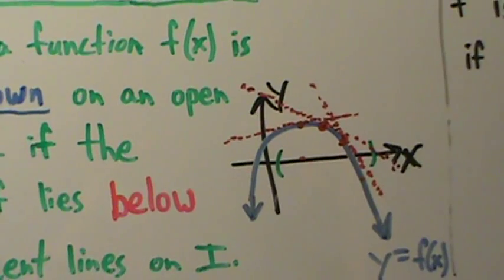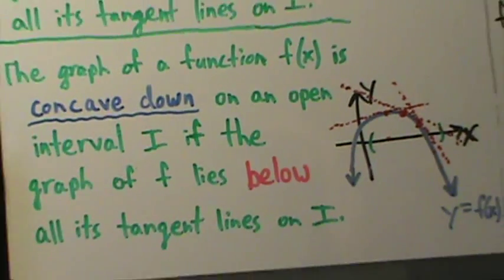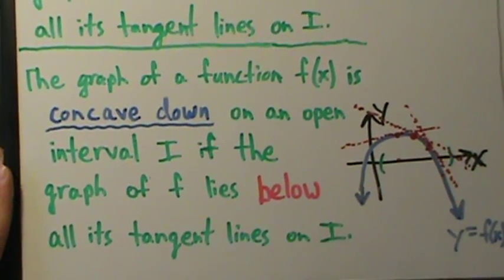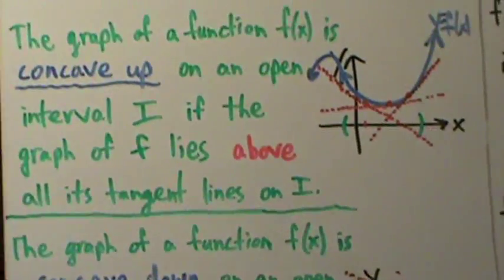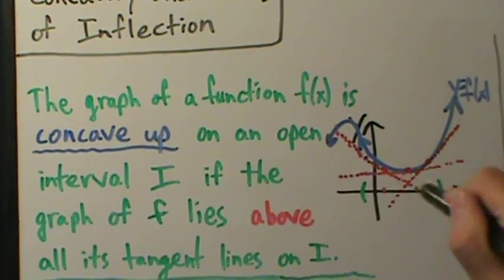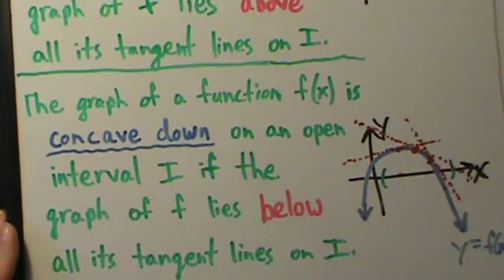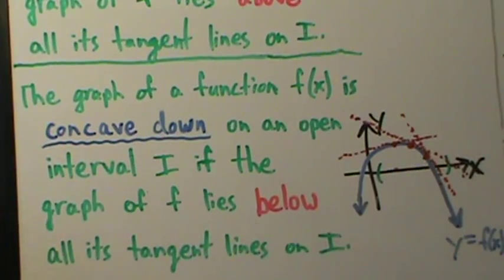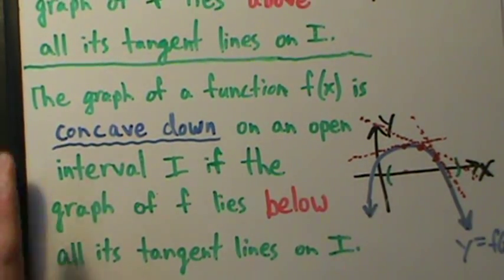But that's the geometric definition. So that should hopefully give you an idea of what these functions might look like. Basically, concave up, roughly speaking, is kind of like a bowl shape like this, like a bowl sitting right side up. And concave down is that same thing, just upside down. Okay, so that's the geometric definition.